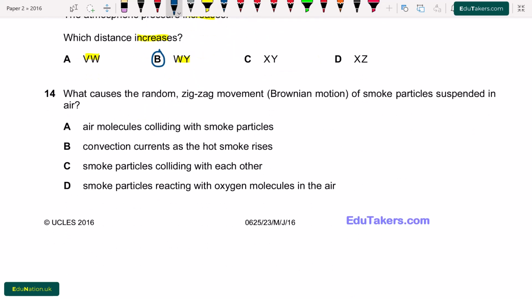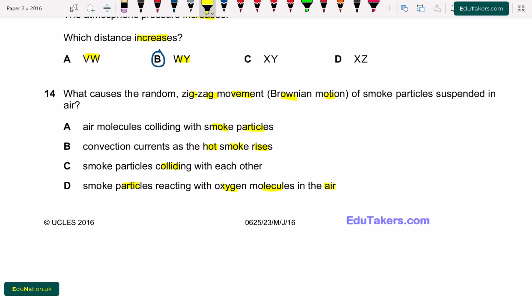Question number 14. What causes the random zigzag movement, Brownian motion, of the smoke particles suspended in the air? Option A, air molecules colliding with the smoke particles. B, convection currents as the hot smoke rises. C, smoke particles colliding with each other. D, smoke particles reacting with the oxygen molecules in the air.